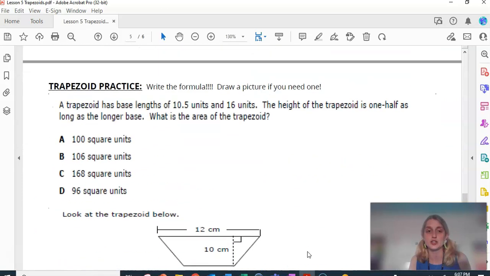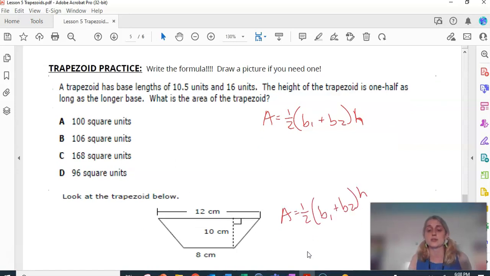Flipping the page. This page is all trapezoids. So every single problem, area equals 1/2 base 1 plus base 2 times height. You can literally go through each problem and just start by writing every single formula. I don't even need to read them. I told you they're all trapezoids.